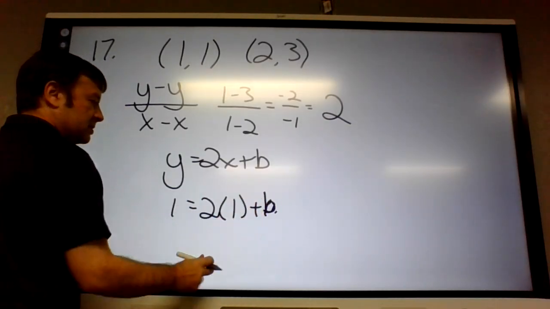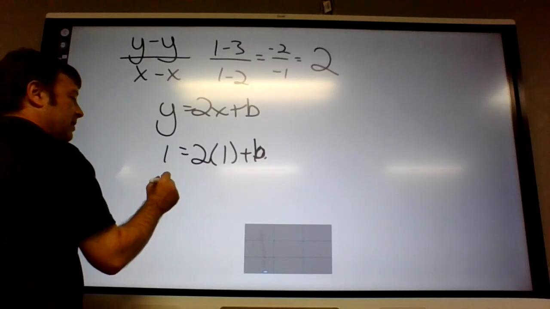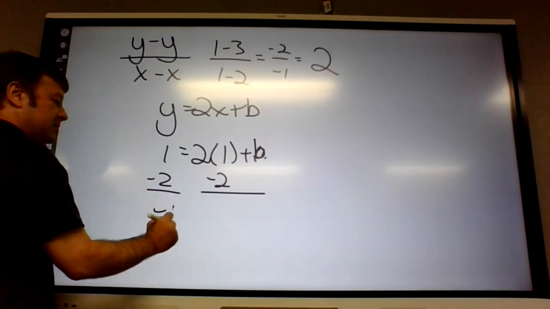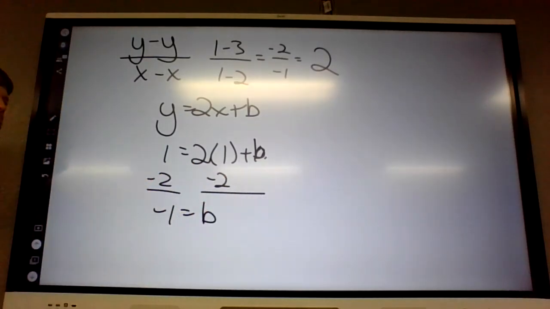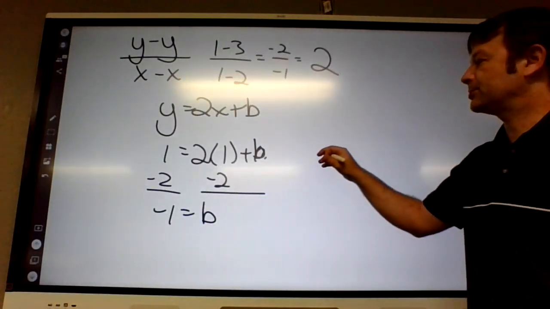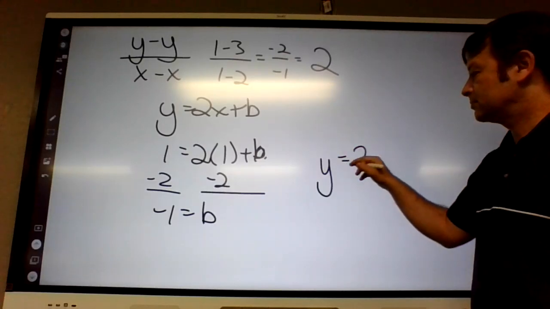So 2 times 1 is 2, so if I subtract 2, I get b is negative 1. So y equals 2x minus 1.